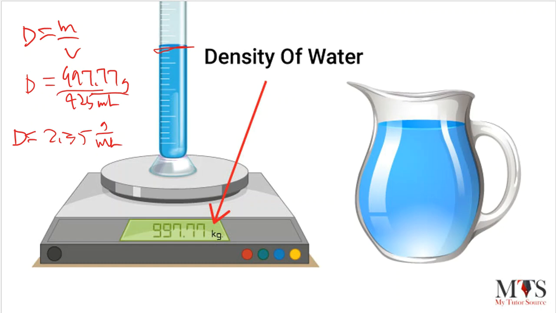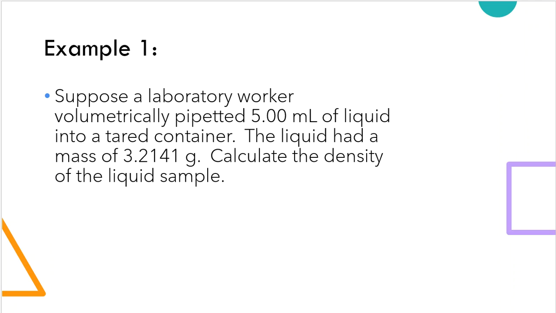All right, so now let's do an example problem. Words and math. It's all right. It's not difficult. Suppose a laboratory worker volumetrically pipetted 5 milliliters of a liquid into a tared container. 5 mils, that's volume, right? That's the amount of space. The liquid had a mass of 3.2141 gram. Calculate the density of the liquid sample.